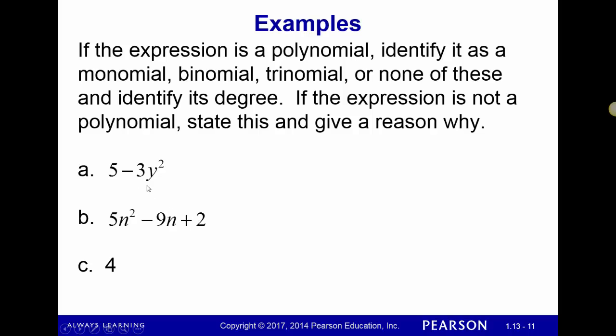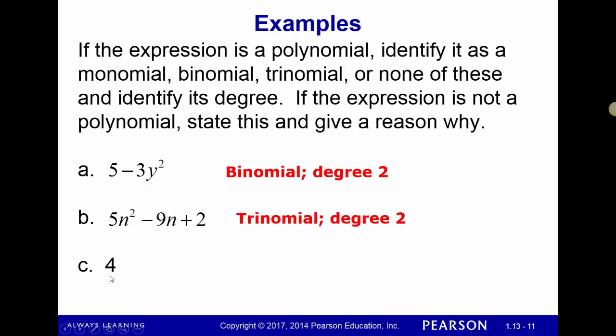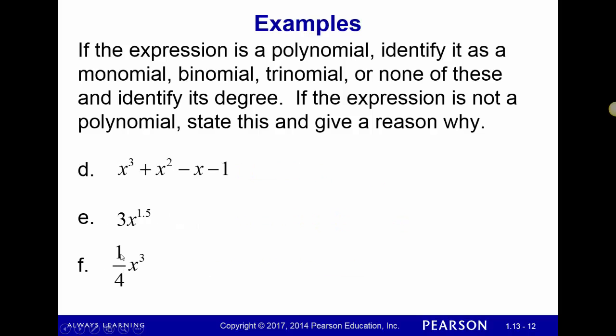Okay, so we see two terms here. It is a polynomial, single variable, so it's going to be a binomial, and the degree is 2. This has 3 terms, so it's a trinomial, and the degree again is 2. This is a monomial, and its degree is actually 0 because there is no exponent. Basically it would be x to the 0, which is 1.